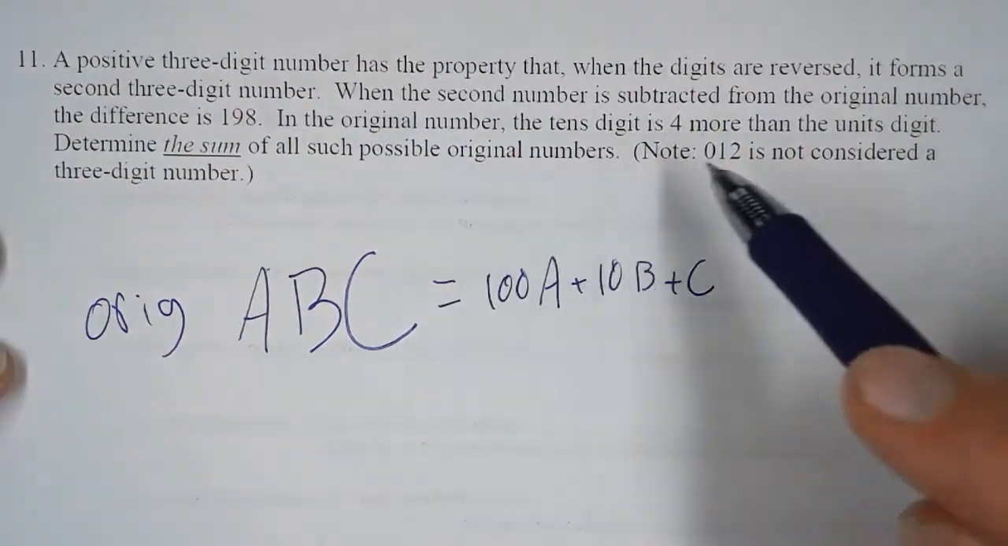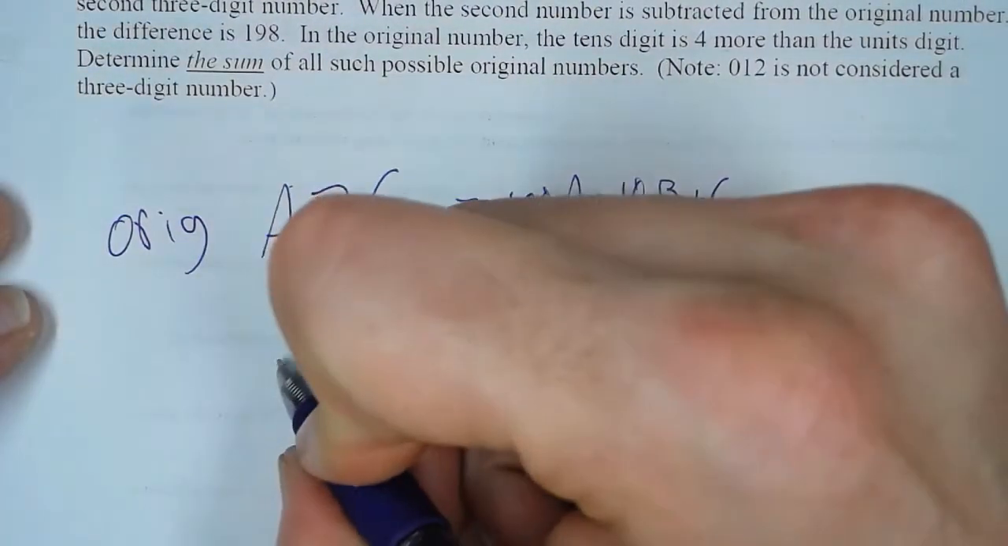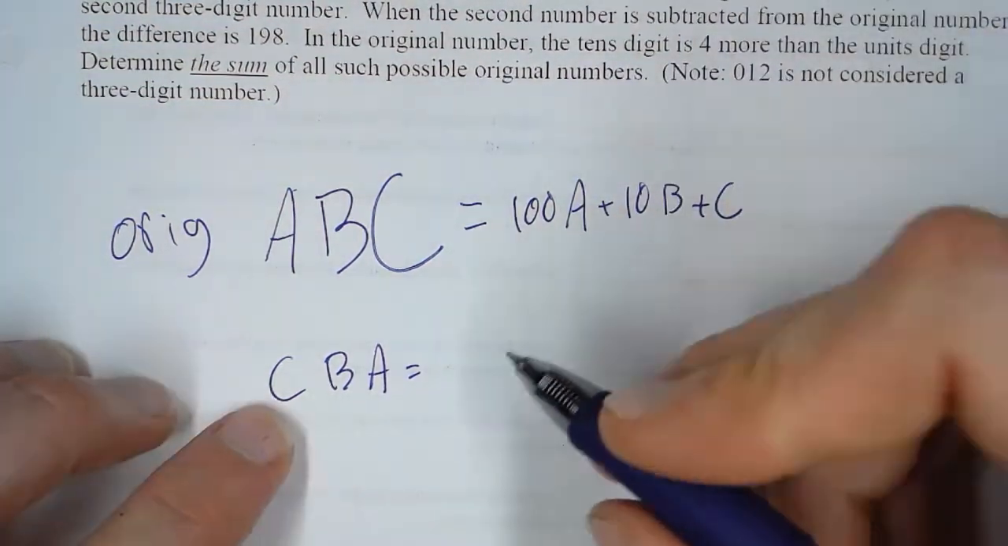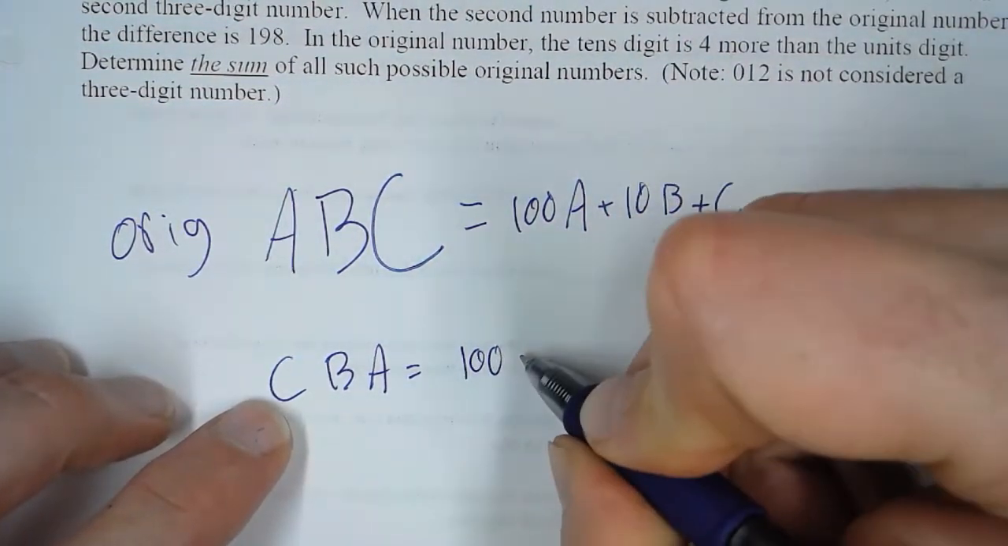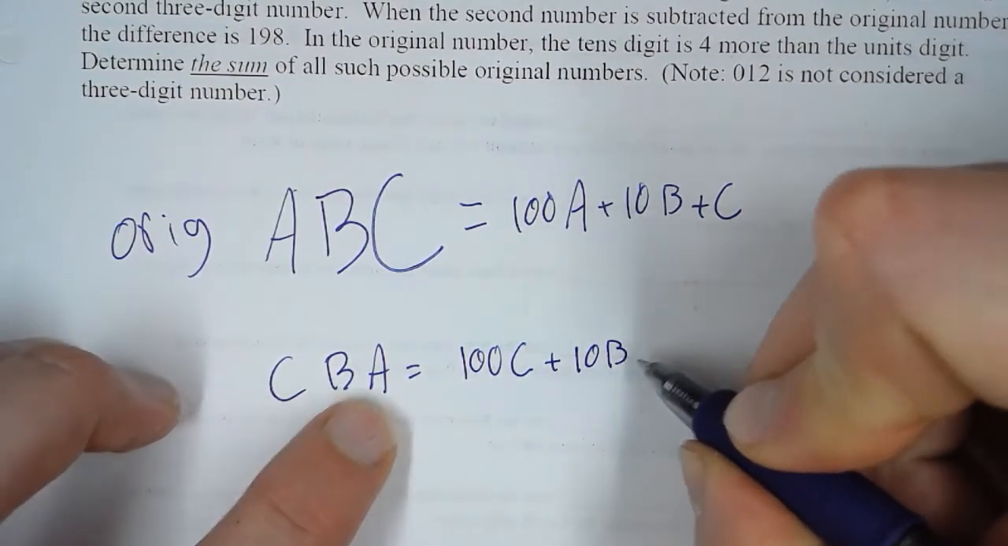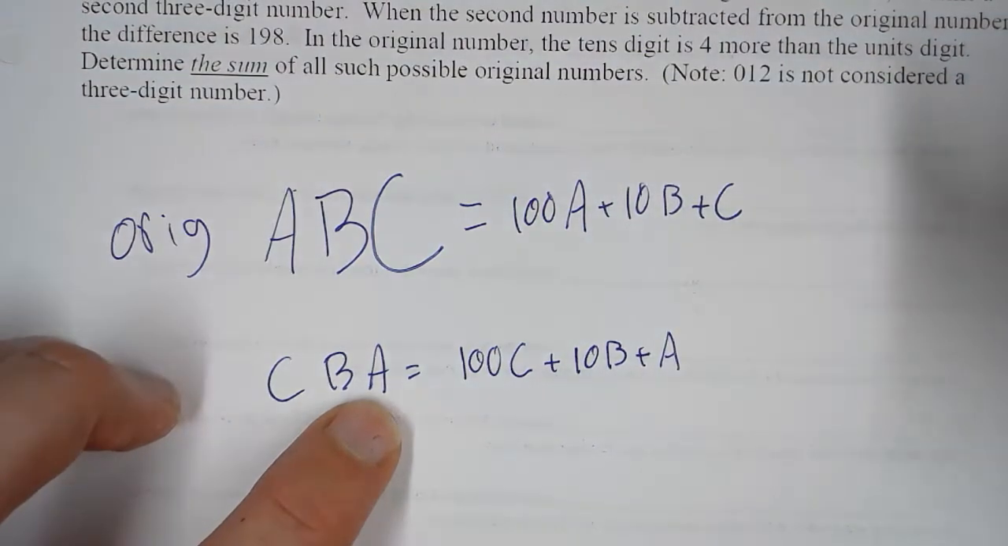But what happens when the digits are reversed? Well, then it becomes CBA. But what does that mean? Well, C is now in the hundreds place, so it's 100C. B stays in the tens place, so that's 10B, and A is now the units digit.